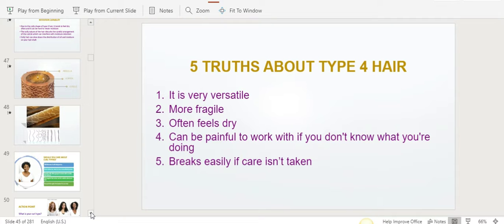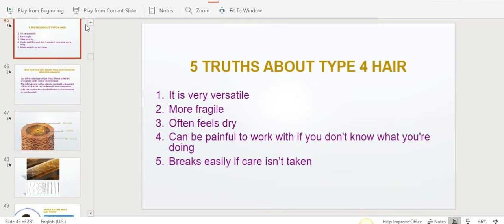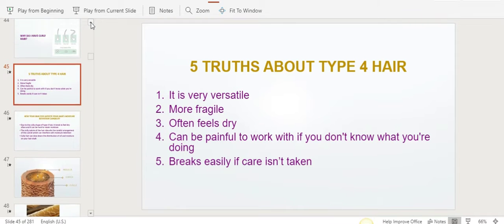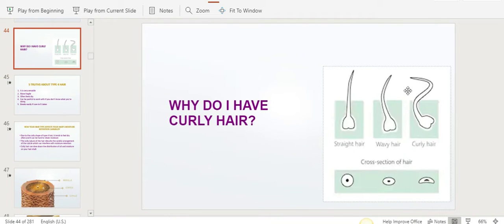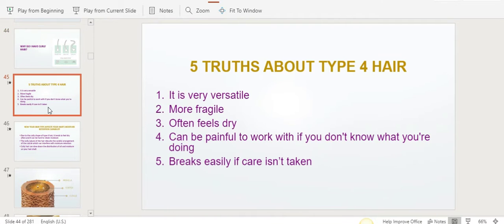defies gravity. The other truth you should know is that type 4 hair is actually very fragile. Even though it looks like it is tough, it is rock solid or whatever, your hair is actually so fragile. Because again, going back to that image of the follicles, you can see how much stress your hair has to go through just to come out of your scalp. So know that your hair is very fragile, even though it looks so tough. And our hair, this is the reason why you are taking this course, is often very, very dry. I'm going to be going over why that is in an upcoming lesson.